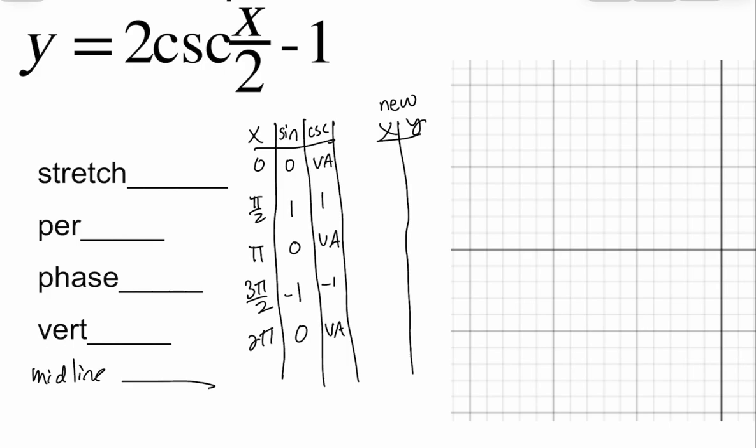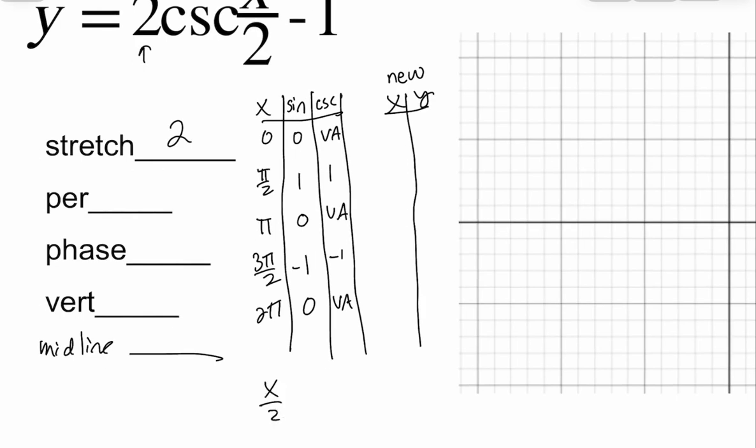The stretch is just the amplitude number, this number right here. So that 2 tells us the spacing between the midline and an upper parabola and a lower parabola. Next, the period. We're going to set x over 2 equal to 2 pi. Now that 2 is in our denominator. So how could we get rid of that division by 2? Multiply by 2. So if we multiply both sides by 2, you'll see that this one has a period of 4 pi. It's really stretched itself outward compared to the other one.